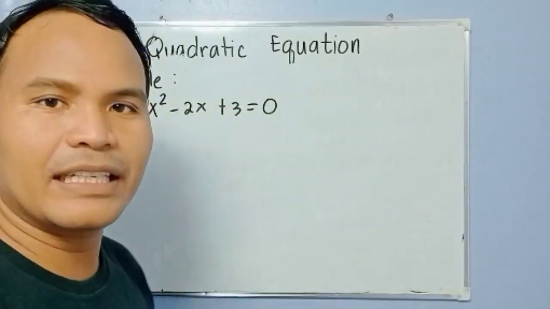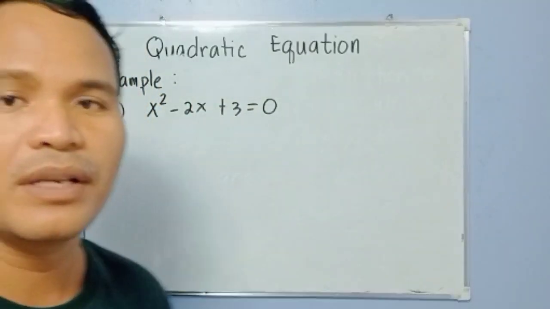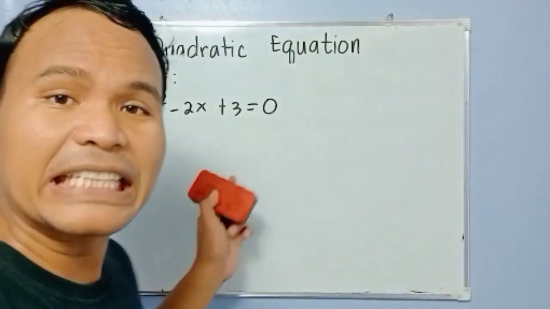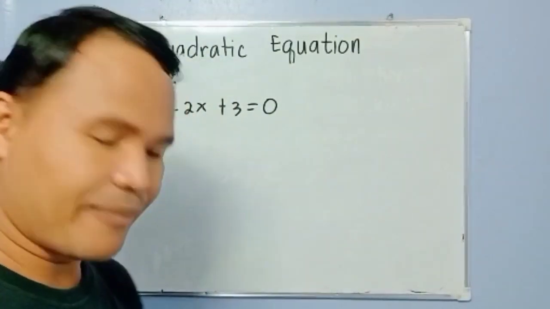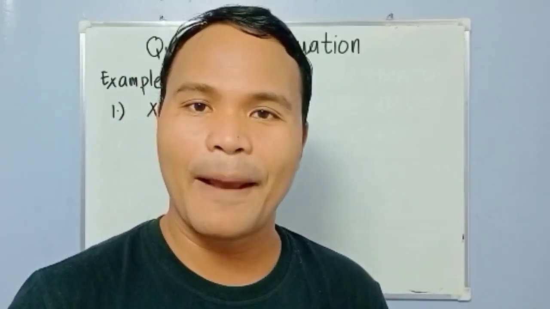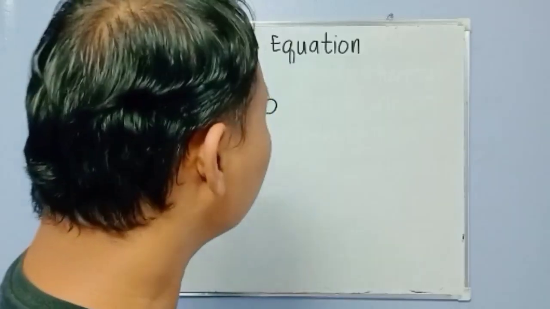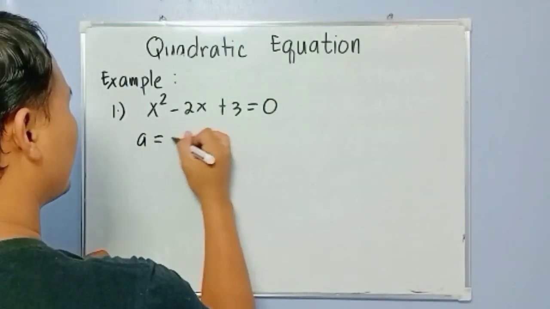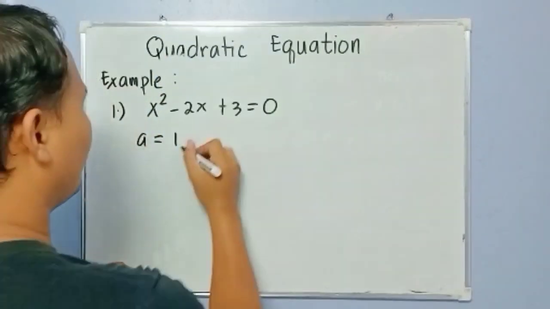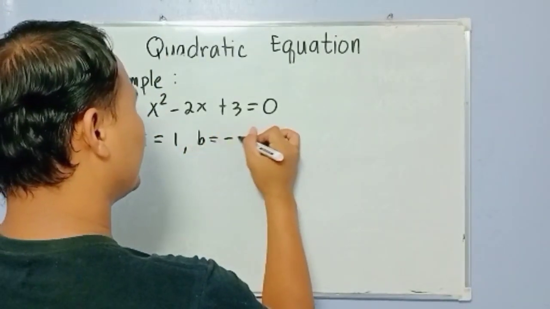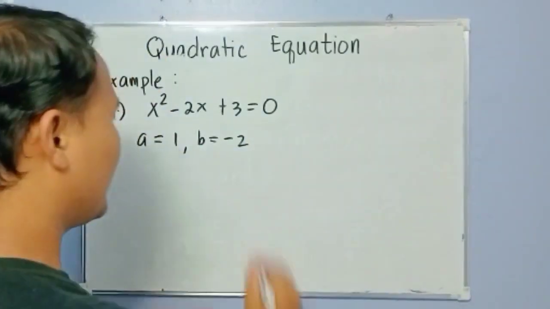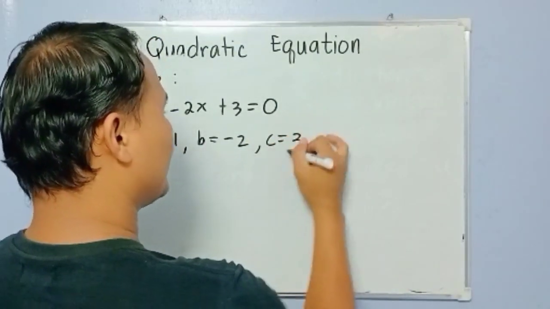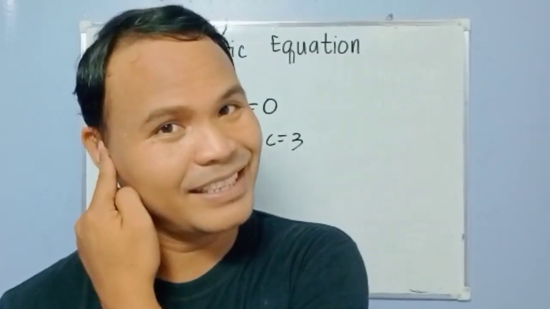This is one of the examples of a quadratic equation, which is written in standard form. Okay. In a quadratic equation, it is also important to know the values of a, b, and c. Now, in this case, the value of a is equal to 1. The value of b is negative 2. And the value of c equals 3.